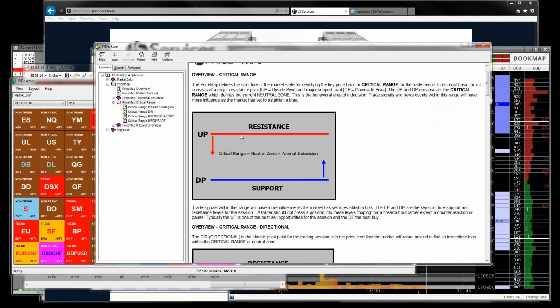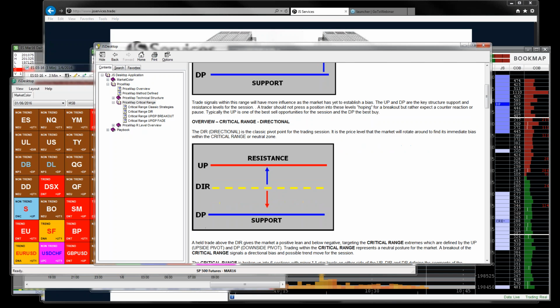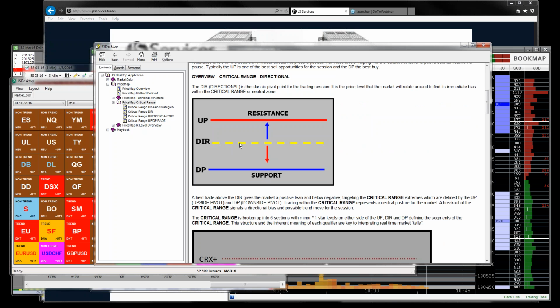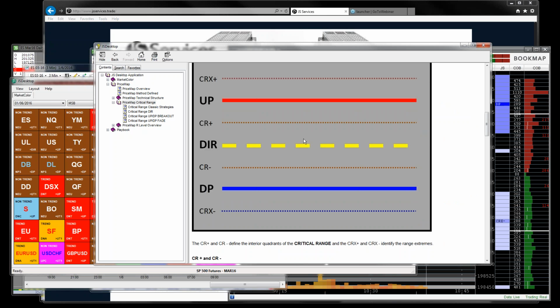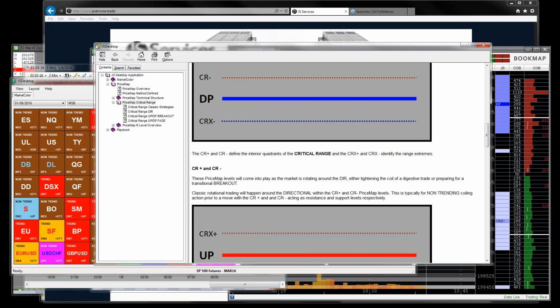So this critical range really defines the market state, with the upside pivot and downside pivot, and then we've got the midpoint, what we call our directional. It's really just a rotational number, positive above this price, negative below it, leaning to the upside pivot, leaning to the downside pivot. But this critical range is an interesting structure, and we can even further divide it.